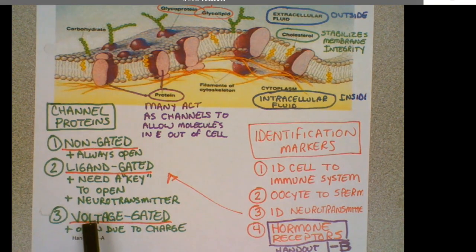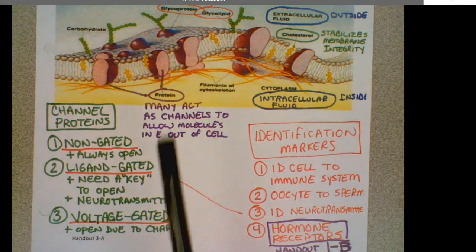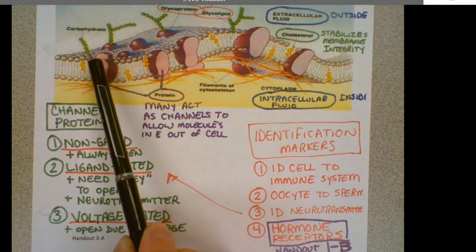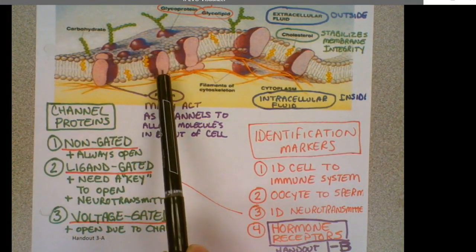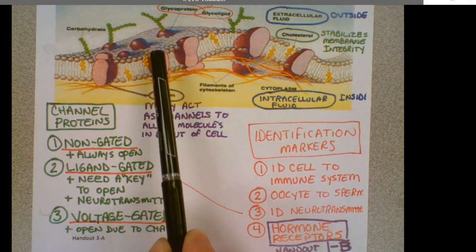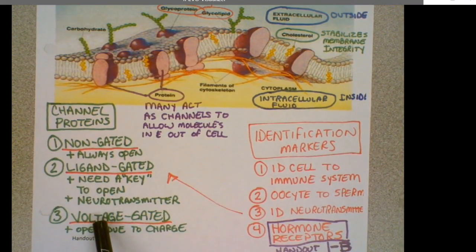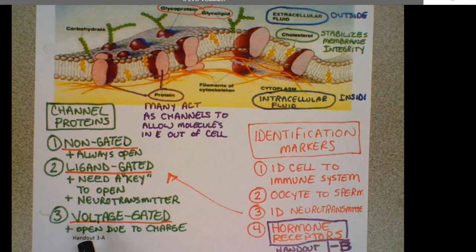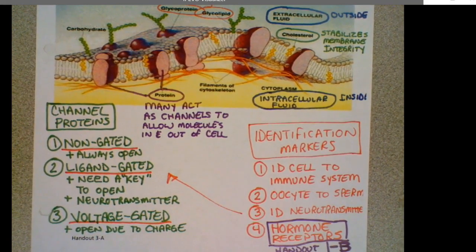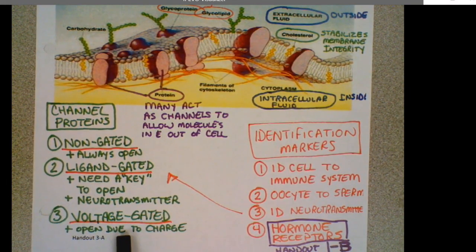We also have voltage-gated channels. Voltage-gated channels open due to an electrical charge. So imagine that we zap this membrane with electricity, and that can open up a membrane protein channel that allows molecules to move through. So this would be not like a locked door, but maybe like a door at the grocery store that senses you're there and then automatically opens if you are the correct molecule. So those are examples of channel proteins.